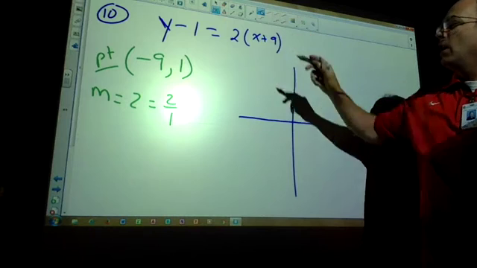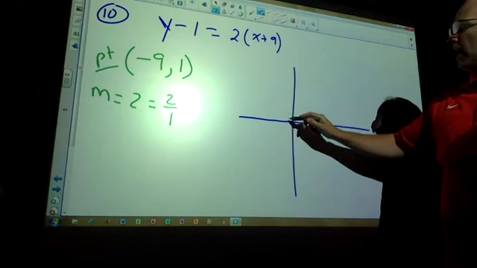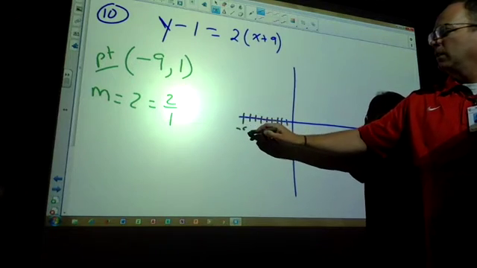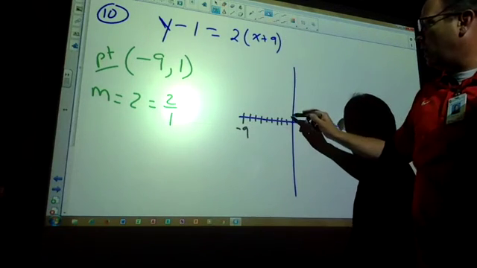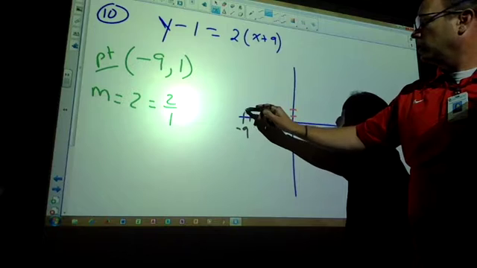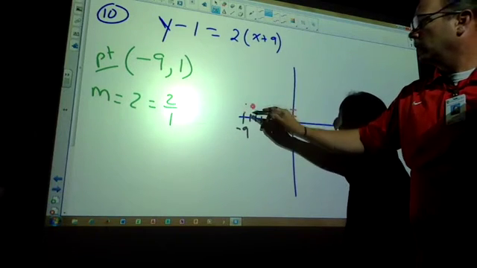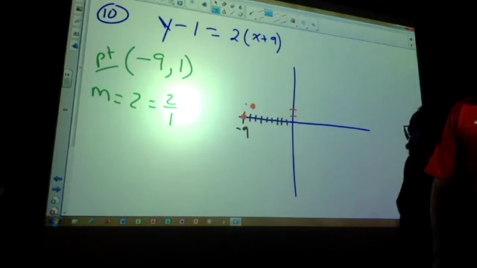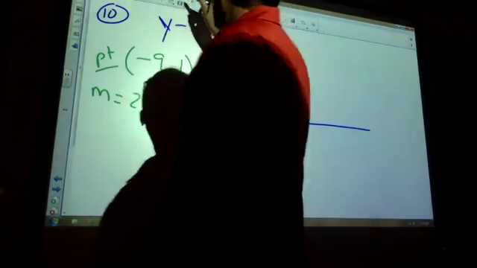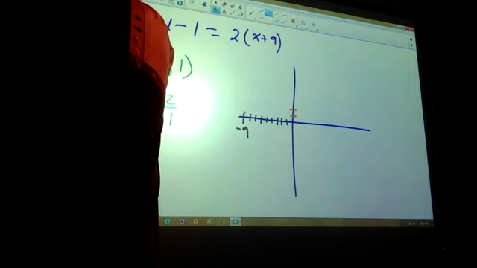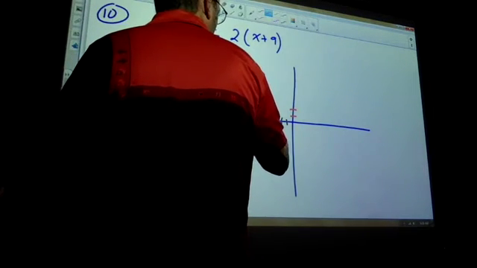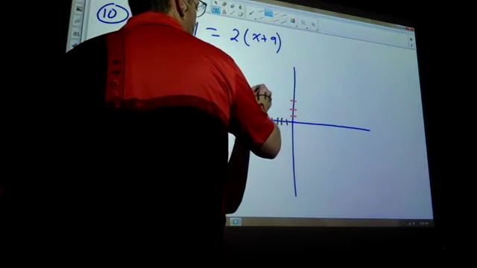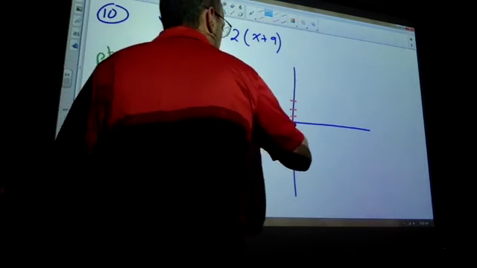So I have negative 9, 3, 4, 5, 6, 7, 8, 9. And then from there, I'm going to go up 2 over 1. Don't you start at negative 9, 1? Oh, man. Gosh, I don't know what's going on with it. So negative 9, 1 is exactly where we start. And then I go up 2, right 1. Thanks, Ron.